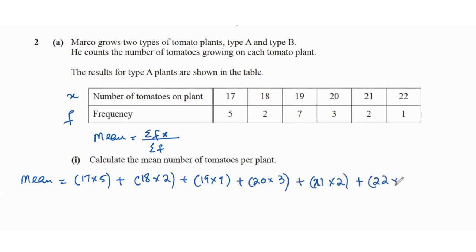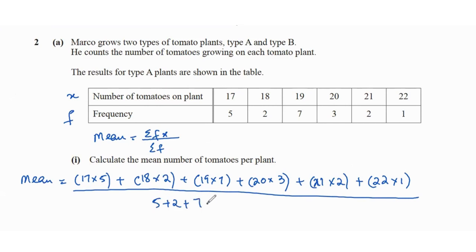And this will be divided by the sum of frequency. So that's going to be 5 plus 2 plus 7 plus 3 plus 2 plus 1, which is 378 divided by 20. And that's going to give us 18.9 as the mean number of tomatoes per plant.